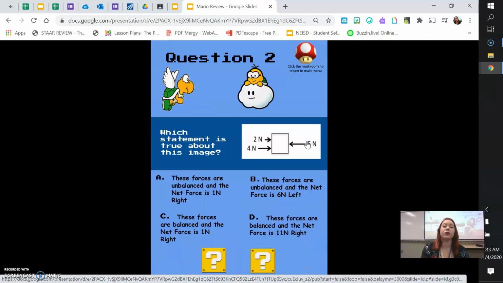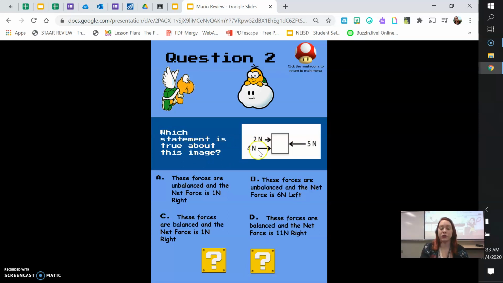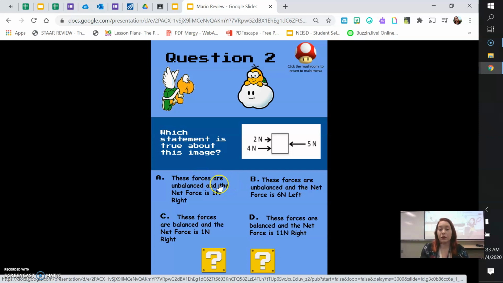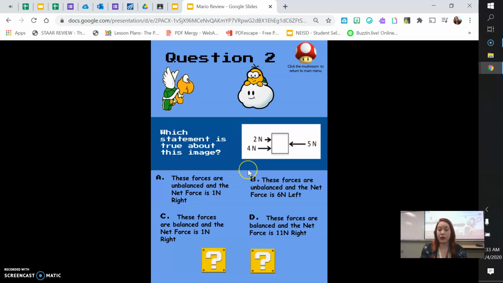Question 2, which statement is true about this image? We have 2N going to the right, 4N going to the right, and 5N going to the left. So which one of these statements is true about this? These forces are unbalanced, which means they're unequal forces, and that the net force is 1N and the box is going to move to the right.